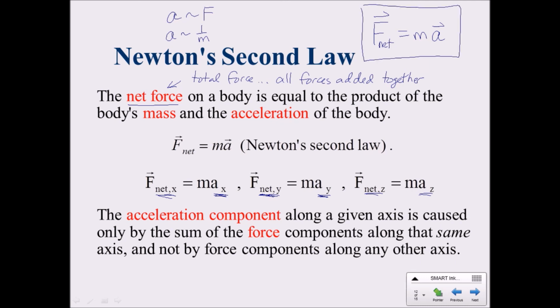This equation with the arrow above it says that the net force vector equals the mass times the acceleration vector. This says that the net force vector and the acceleration vector always point in exactly the same direction. It's that net force that causes the acceleration. They always must point in the same direction.